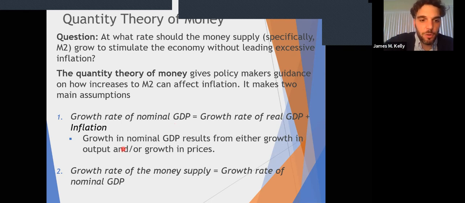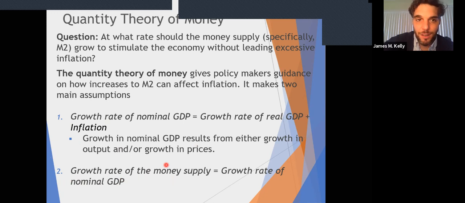The second assumption we're going to make is the stronger of the two assumptions. The first assumption is pretty much a given. The second assumption, not so much. We'll look at it empirically, whether this theory holds up, but the general idea is that the rate at which the money supply grows is going to be exactly equal to the rate of growth in nominal GDP. So let's unpack these two assumptions one by one.